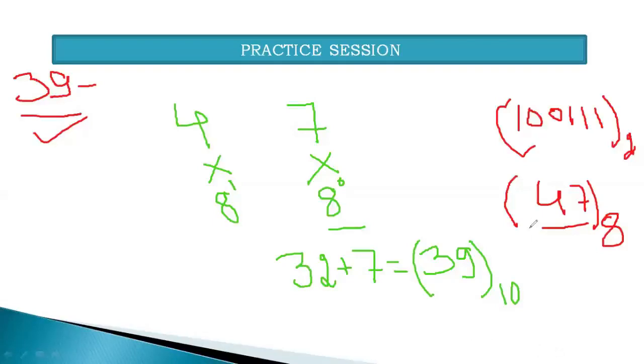So we have seen how to convert a decimal number into an octal number and vice versa. Now the next number system is the hexadecimal number system. I think you got the hint how the things will be converted now.